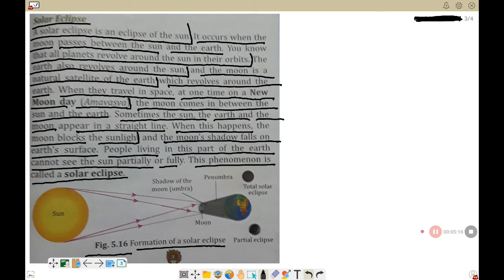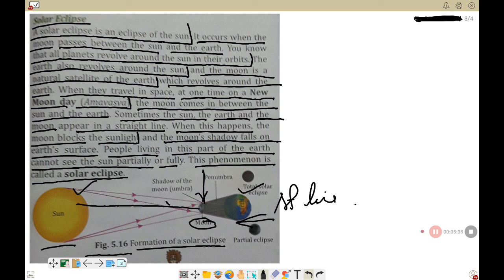This is happening when the sun, here you have the moon and here you have the earth. First of all, they are on a straight line. So the moon is coming in between sun and earth. The light ray coming from the sun is blocked by the moon and does not reach the earth.